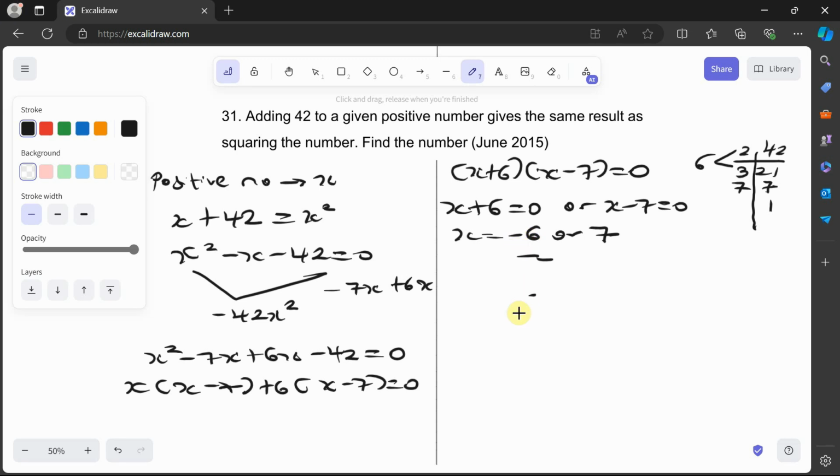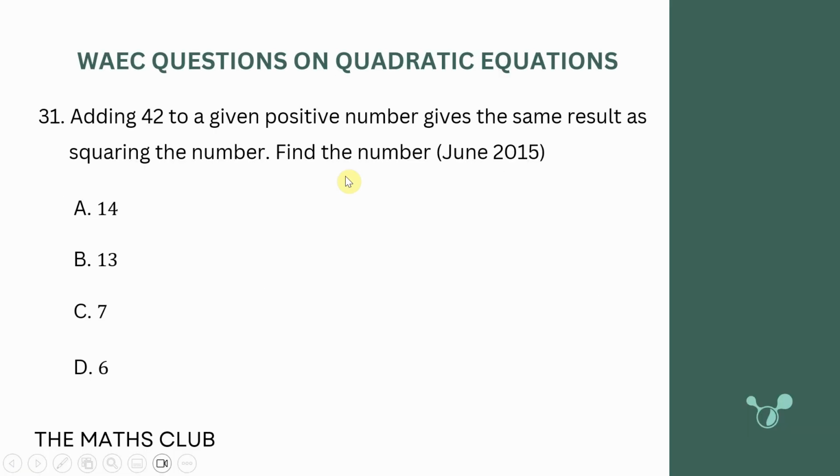So therefore we can say, since x is positive, x is equal to 7. So this is our final answer, and that will be option C.